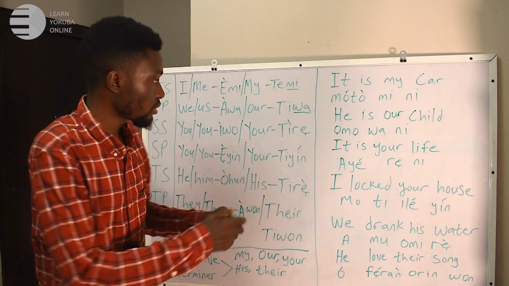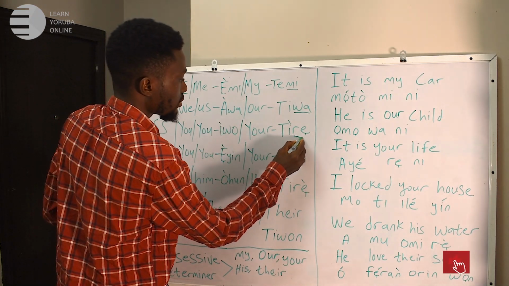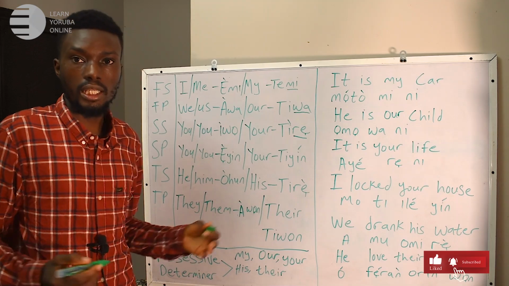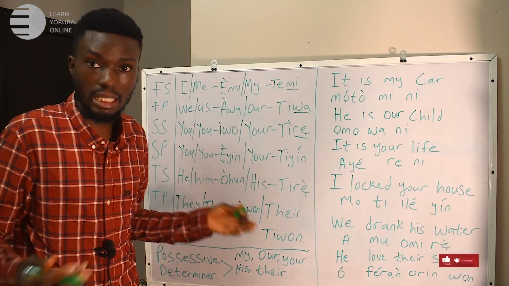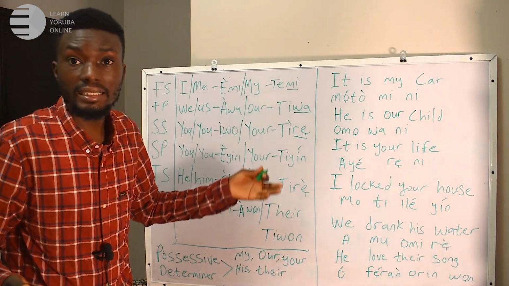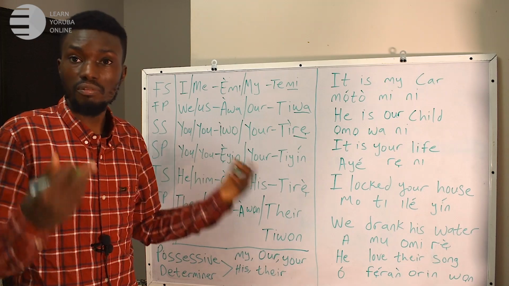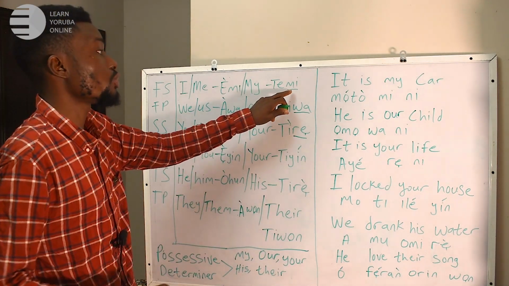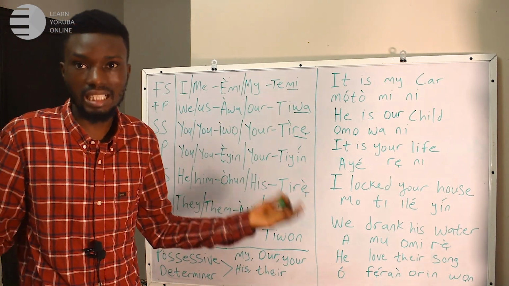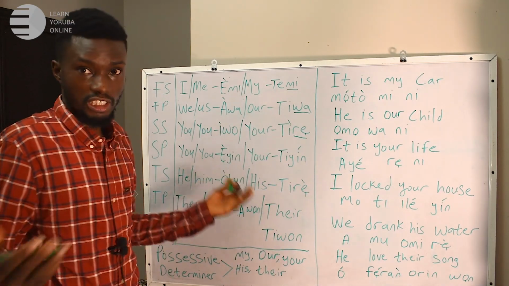Your is tini. And let me go back to this one. Your, tire, it is re. When you want to use it as a possessive determiner, to describe a noun, like my child, my God, my car. So when you want to use it to qualify a noun, you use it as me. We call it a determiner. So don't worry, when I use examples you will understand better. Forgive me about my jargon.